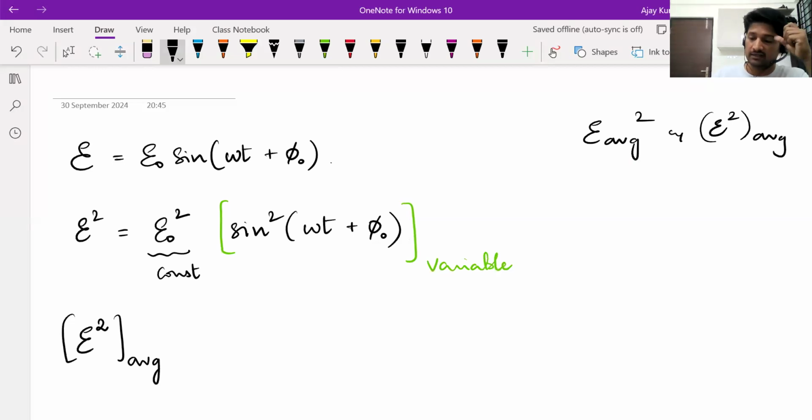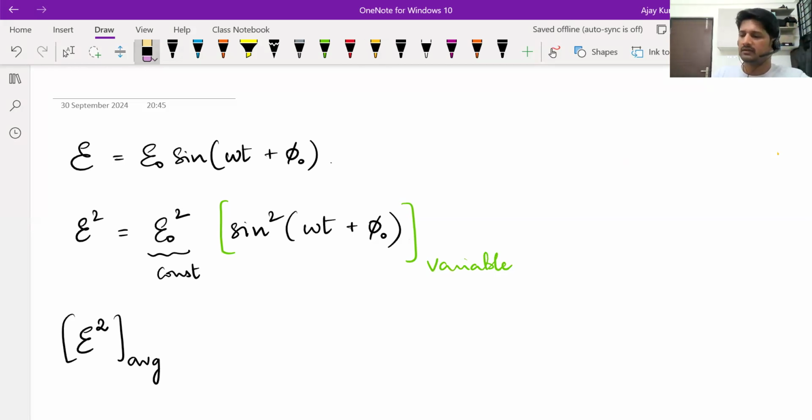In fact, E average in one complete cycle is 0. When you square it also, it will be 0 only. But when you first square it and then average it, the average won't be 0, because the negative terms won't be there if you first square it. So there's a difference between averaging and then squaring, and first squaring and then averaging.